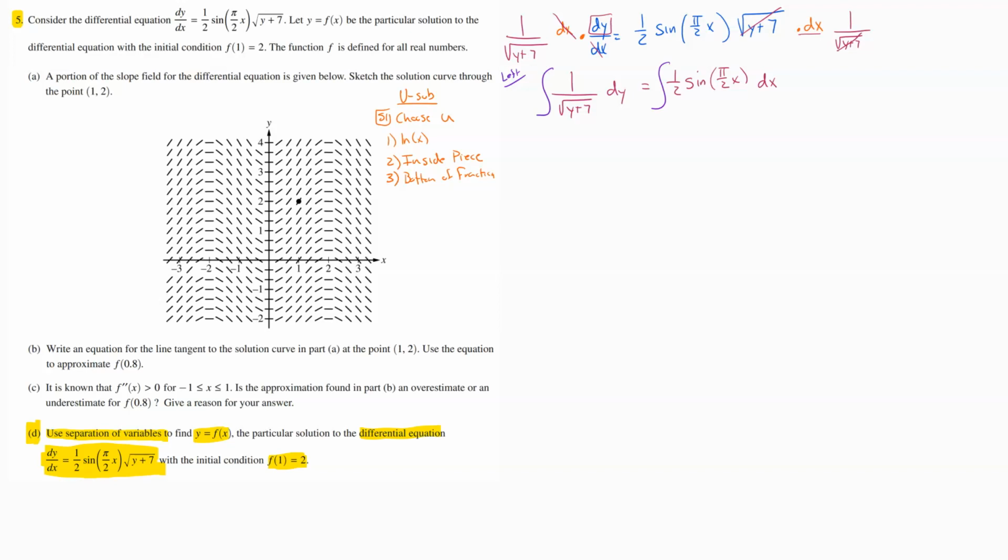So going through my list here, I don't have a natural log, so I wouldn't want to choose that. The next thing, the inside piece, I do have an inside piece. y plus 7 is inside that square root there. So u is going to equal y plus 7. Then step 2 of the process on a u substitution is always the same. I need to take the derivative of that u.